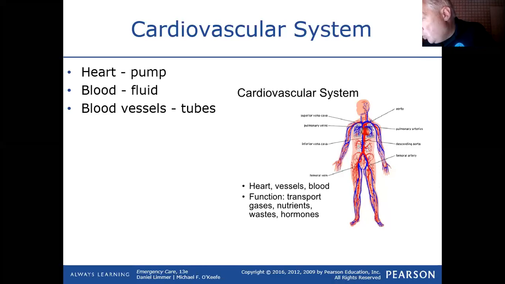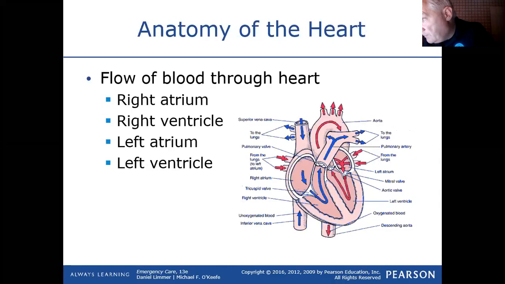Hormones are just different substances in our body, chemicals that play a role in coordinating different things. So we don't really get into hormones too much on an EMT level. So again, they're going to ask you on the test the flow of blood through the heart. So they always have to start somewhere.